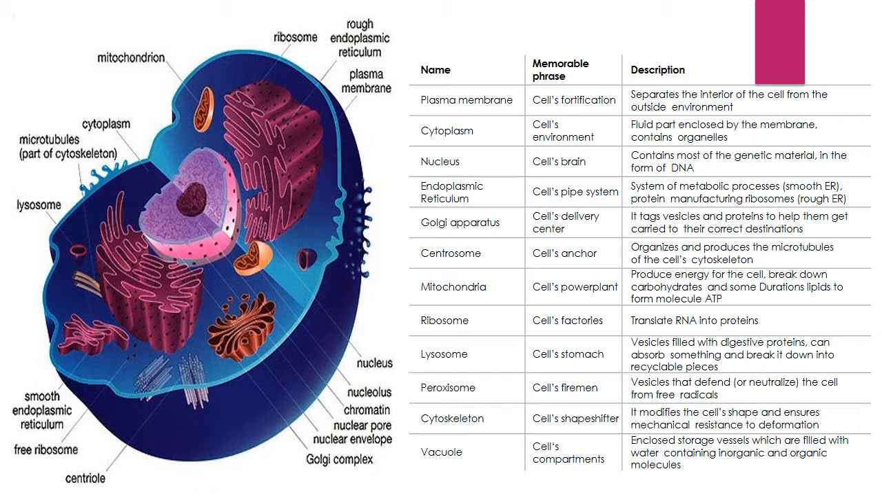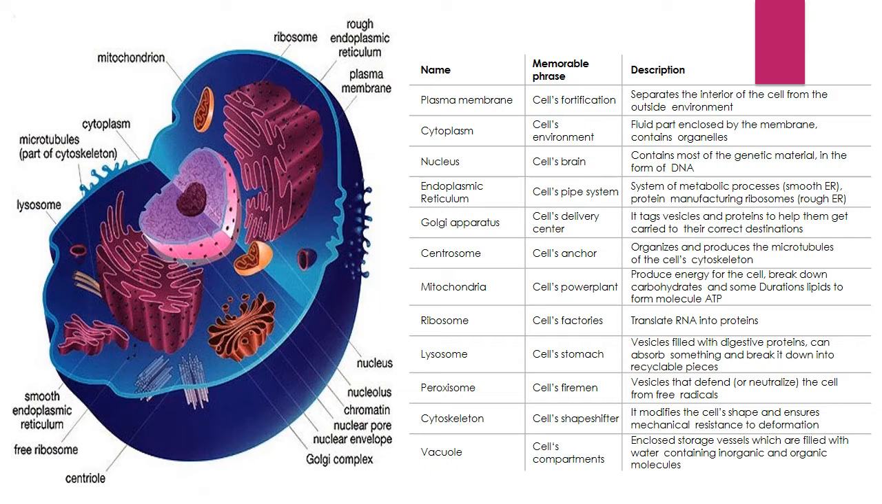The first one is the plasma membrane. This is the cell's fortification. It separates the interior of the cell from the outside environment. Next we have cytoplasm. It is called the cell's environment. It is a fluid part enclosed by the membrane and it contains other cell organelles. The third is the nucleus. Nucleus is called the cell's brain. It contains most of the genetic material in the form of DNA.